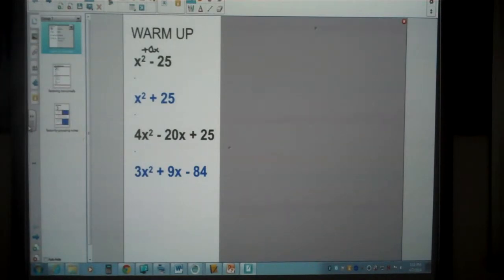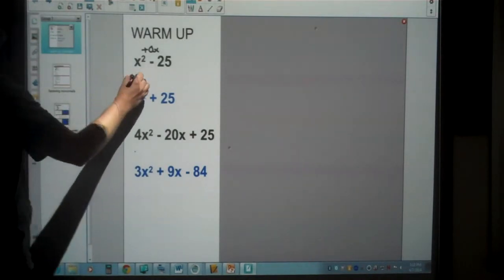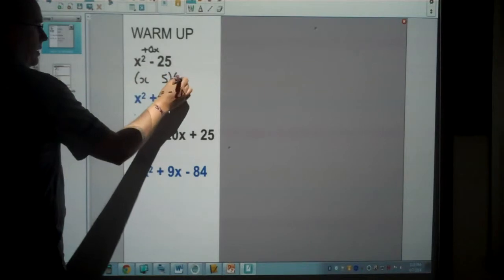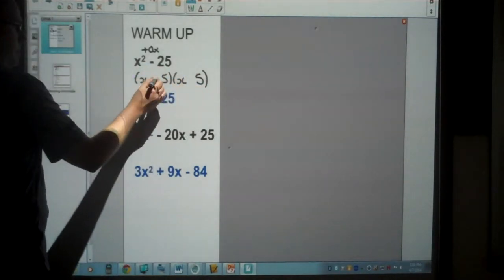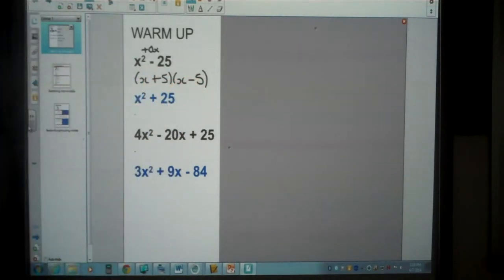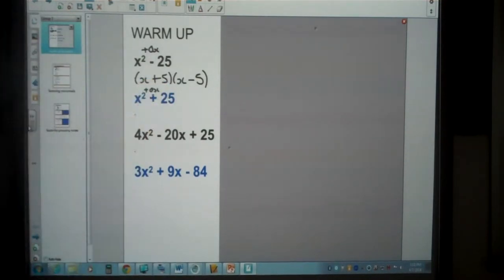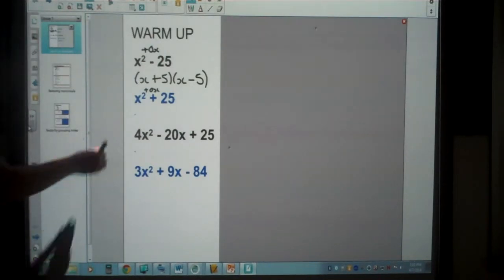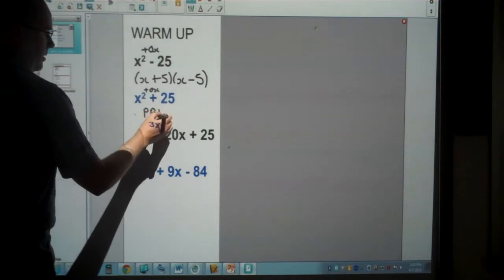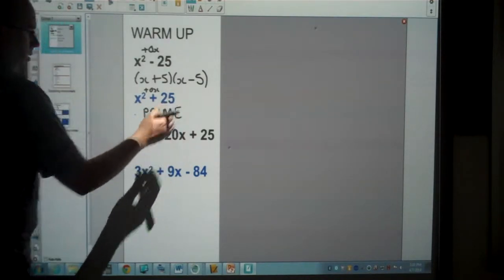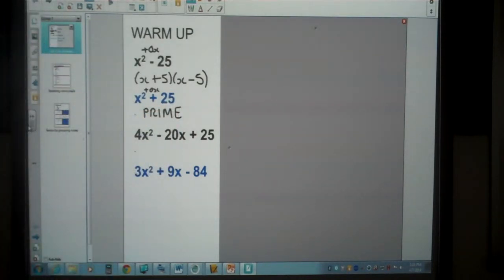So two numbers that times to make 25 and subtract to make 0. So that should be 5 and 5, and with the signs being different, one's plus and one's minus, and you should just check that that works. Now, if you do the same idea with this, two numbers that times to make 25 and add to make 0, then you're going to find that that's pretty impossible. So that one doesn't factor, so we can just write prime for that one straight away.